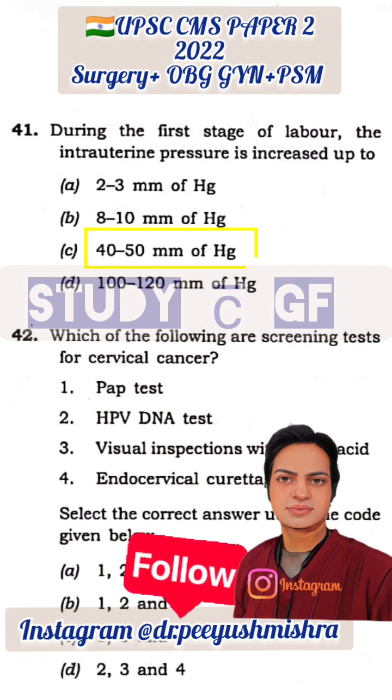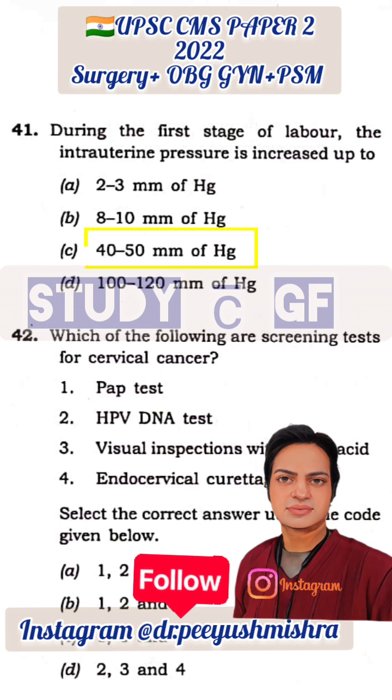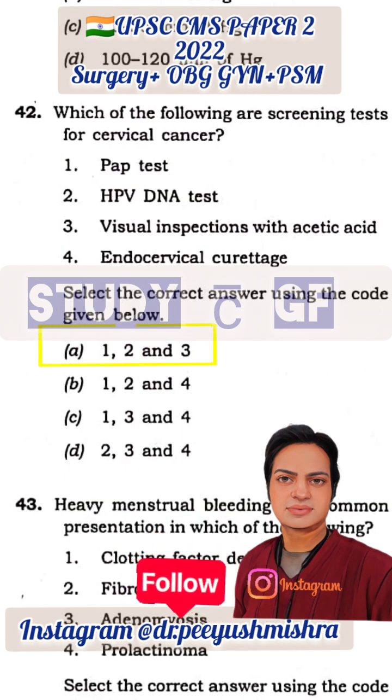During the first stage of labor, the intrauterine pressure is increased up to 40-50 mm of Hg. Which of the following are screening tests for cervical cancer? Pap test, HPV DNA test, visual inspection with acetic acid.